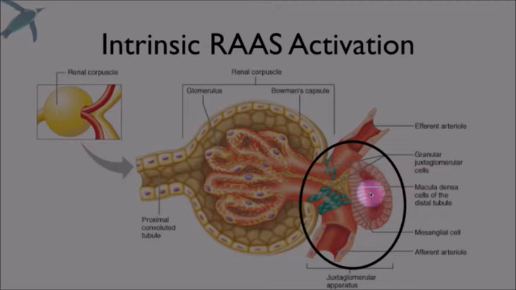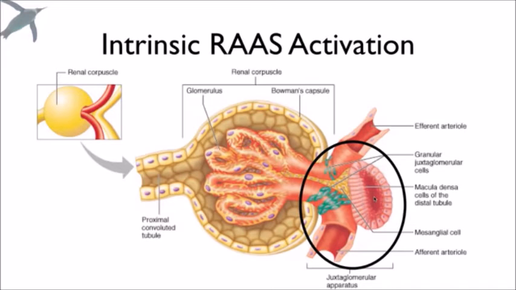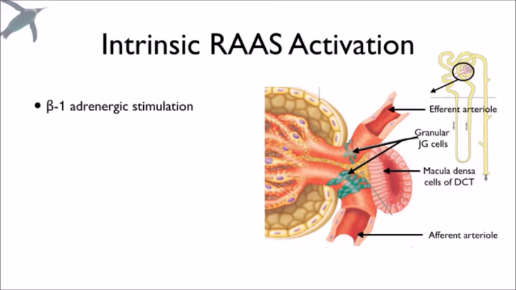They sense what is going on in the filtrate in the lumen of the distal tubule, and they can send a message to those granular cells to help activate the RAAS system. Intrinsic RAAS activation can come from beta-1 adrenergic stimulation, so that's from the autonomic nervous system.